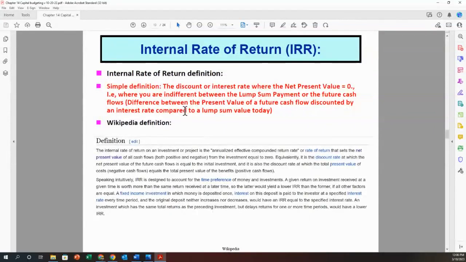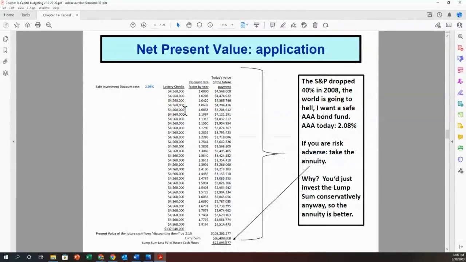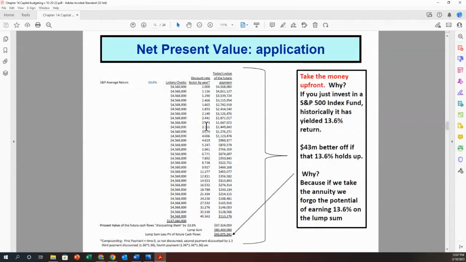So that's discounted cash flow, Cliff Notes version. Because of Excel, you don't have to do these calculations and these maths. You just have to understand the concept that there is a time value to money.